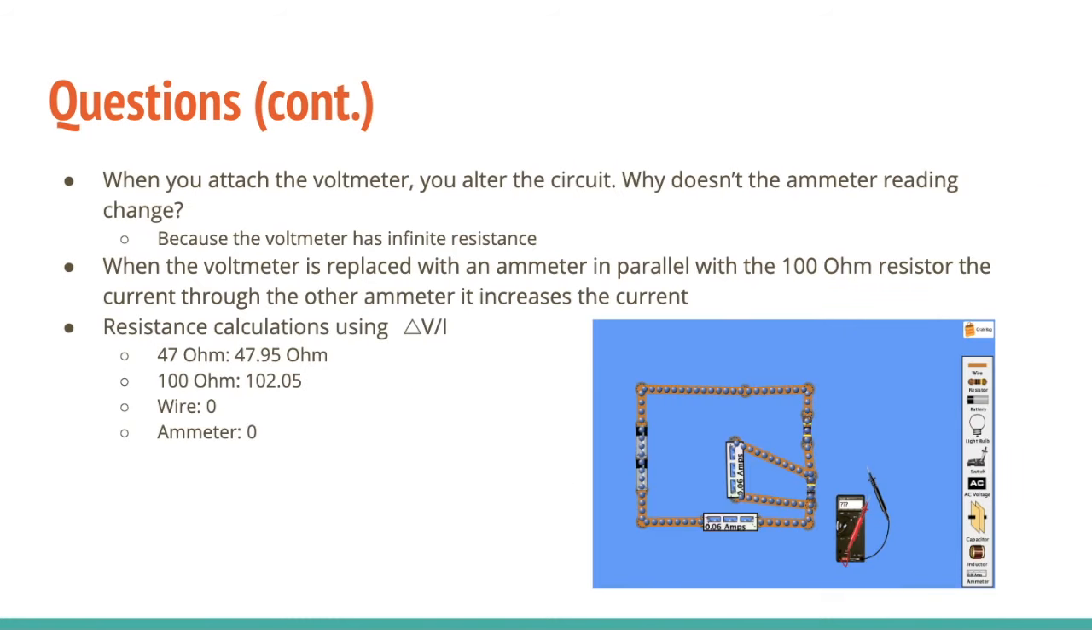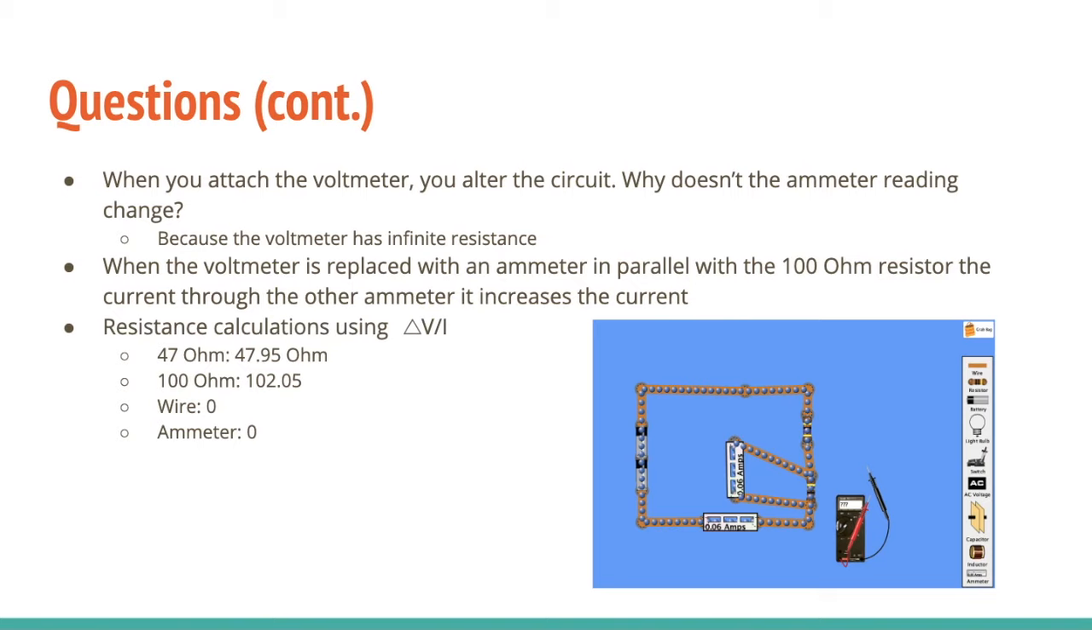So when you attach the voltmeter, you alter the circuit, and the ammeter reading doesn't change because the voltmeter has infinite resistance. And when the voltmeter is replaced with the ammeter in parallel with the 100 ohm resistor, the current through the ammeter is increased. This is because the circuit now has a part in parallel, so the current will split at this junction, and this is due to the node rule.